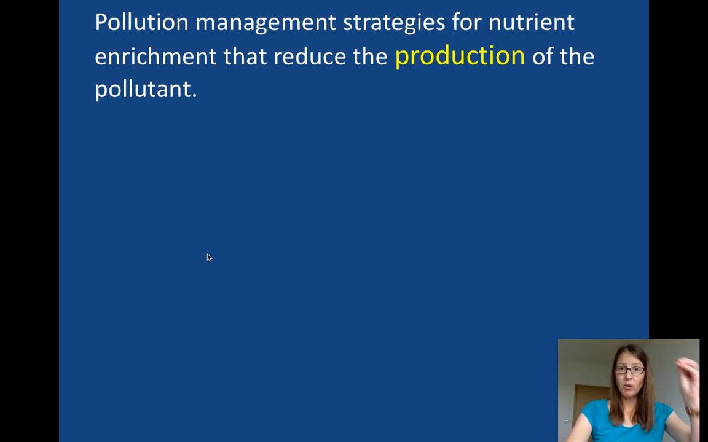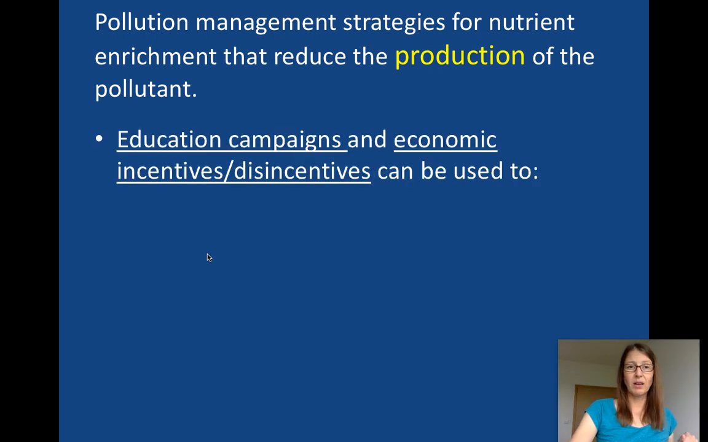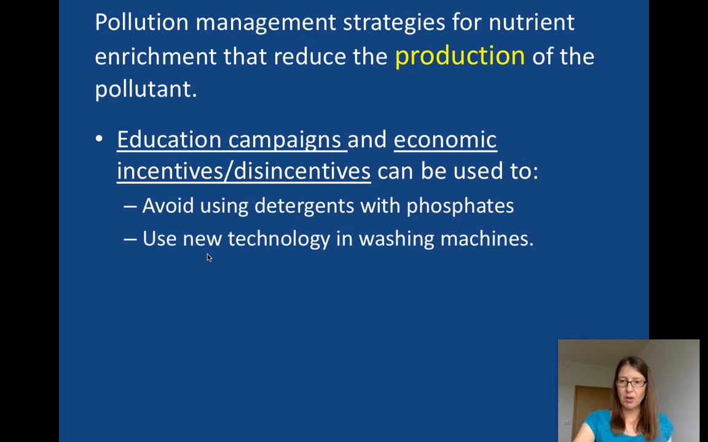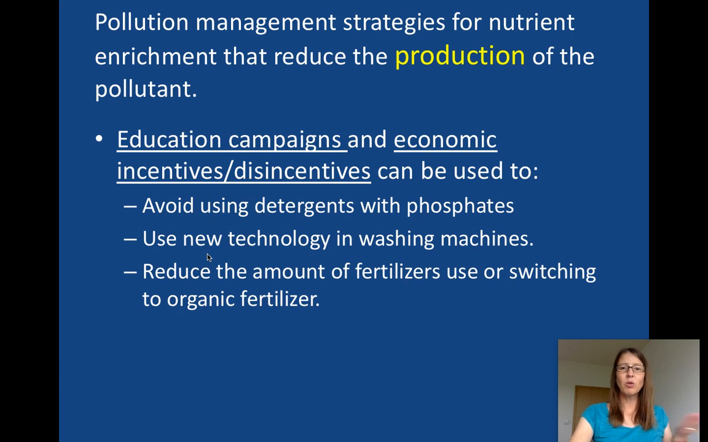So how do we reduce the production? So we've got to alter that human activity in actually producing it. So you could do that through education campaigns, right? You can do it through economic incentives or disincentives, which can say, hey, don't use detergents with phosphates in them. Use the organic ones, the ones that don't get as sudsy. Use better technology in your washing machines to pull some of those things out. Reduce the amount of fertilizers that you're actually putting on the fields, or switch to organic fertilizers.